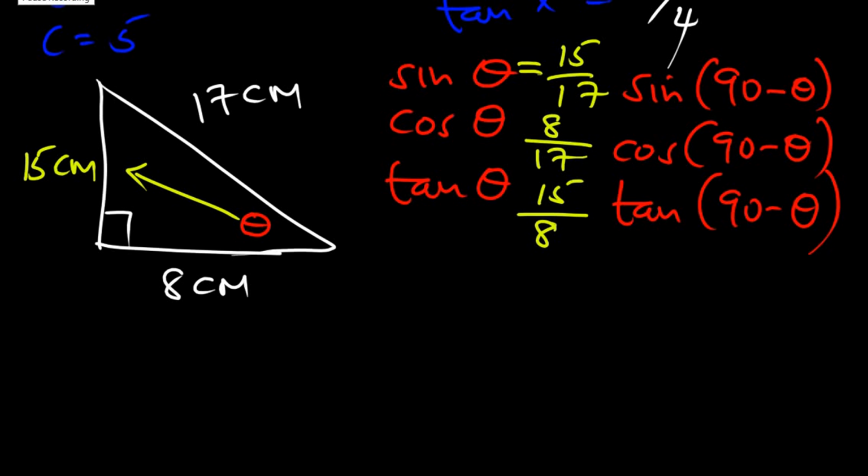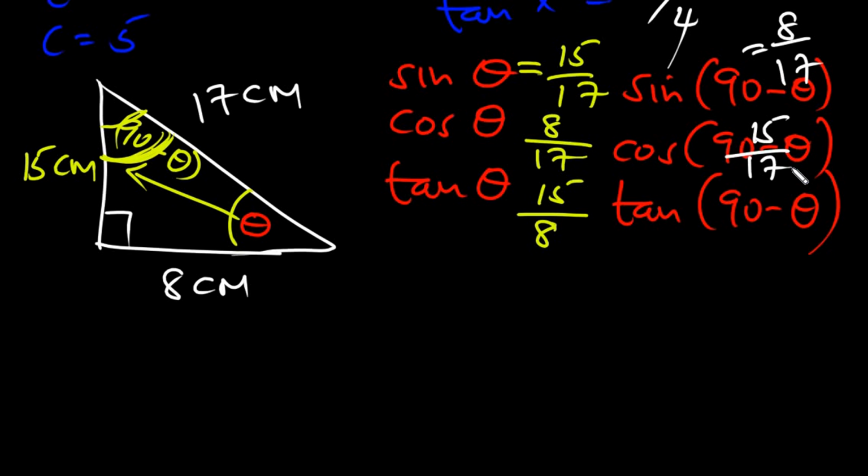So earlier on in this video, we said that since this angle and this other angle should add up to 90 degrees, if this angle is theta, this one should be 90 minus theta. So when you are asked to find the sine of angle 90 minus theta, you are simply being asked to find the sine of this angle. Going by the relationship that we have been looking at, the sine of angle 90 minus theta is going to be 8 out of 17. The cosine of angle 90 minus theta is going to be 15 out of 17. And then the tangent is going to be 8 out of 15.